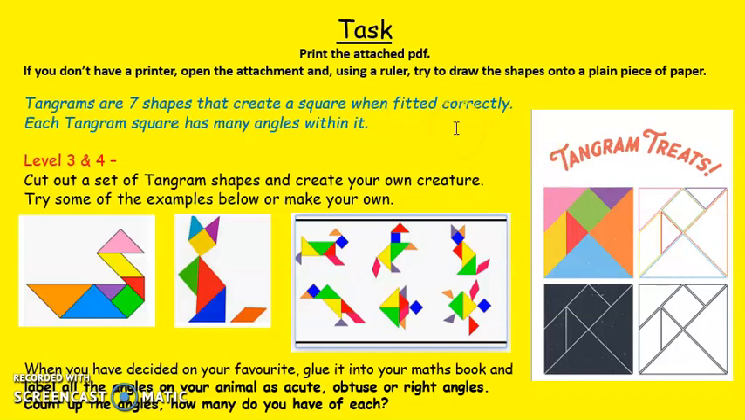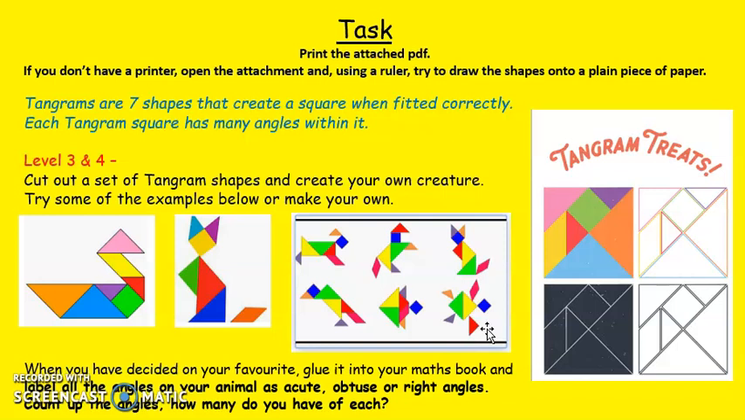So, for level 3 and 4, cut out a set of tangram shapes and create your own creature. Try some of the examples below or make your own. We've got the swan, we've got a cat, and we've got a lot more over here. I personally like the turtle. When you have decided on your favourite, glue it into your maths book.